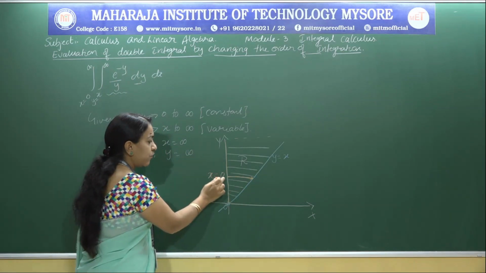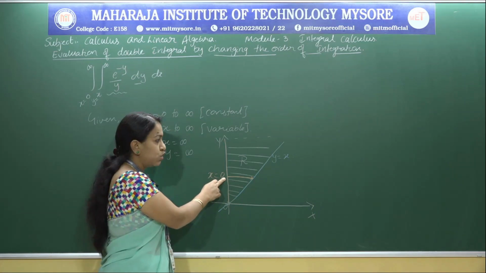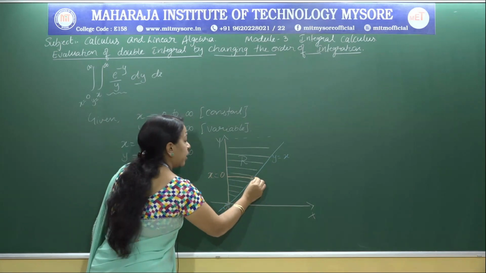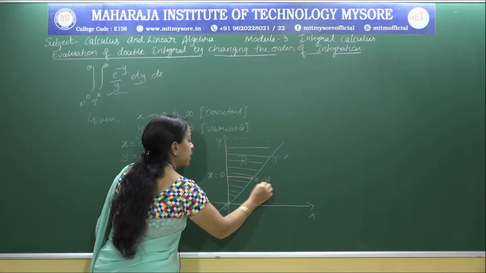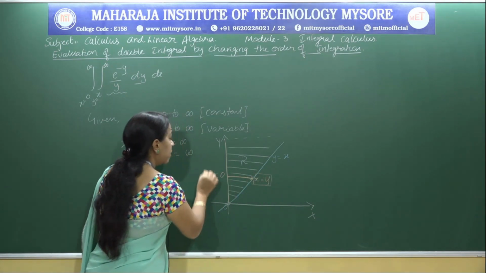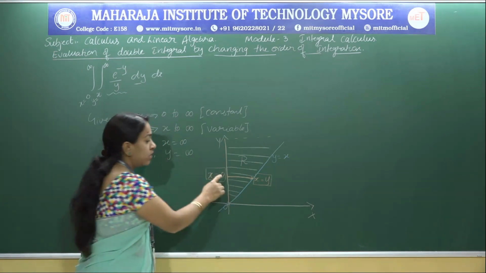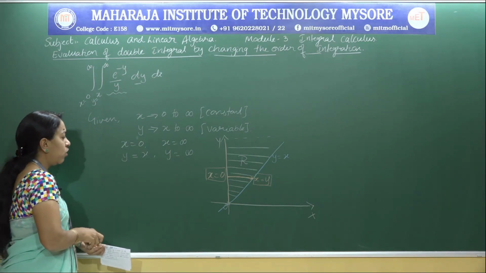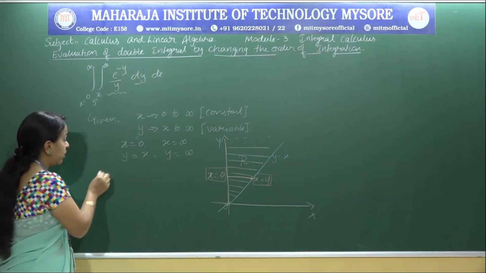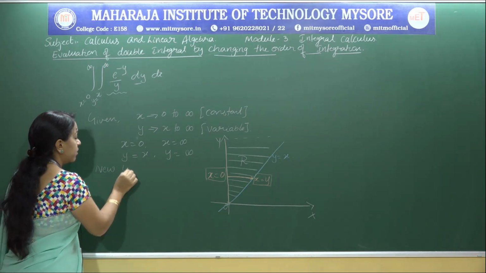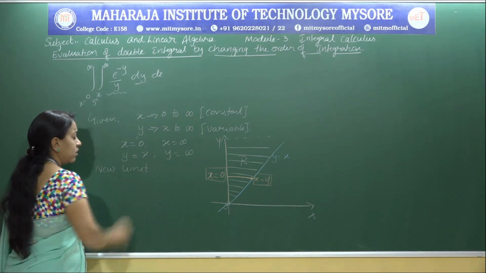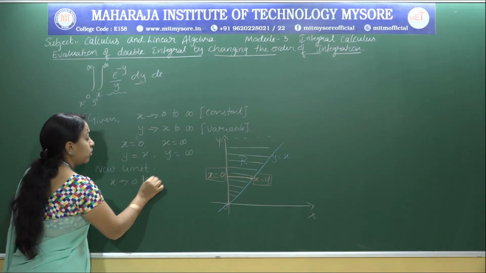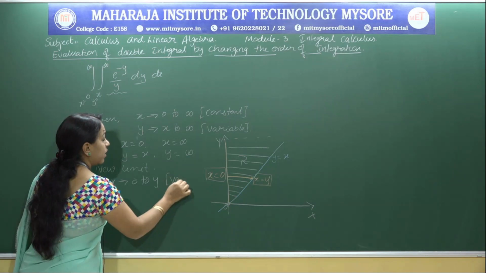So, x varies from the line x equal to 0 to x equal to y. So, I can rewrite y equal to x as x equal to y. So, x varies from 0 to y. So, by changing the order, we are getting a new limit, that is x varies from 0 to y, which is a variable limit.